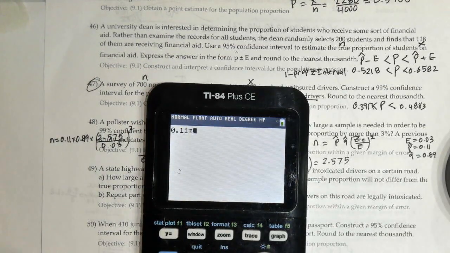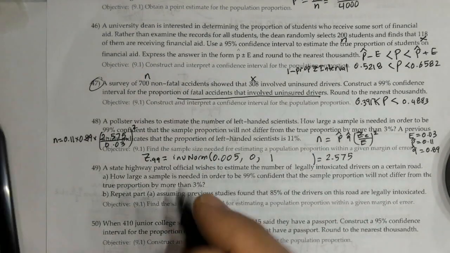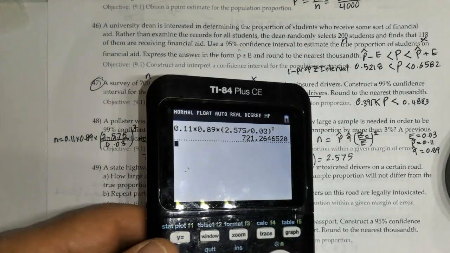0.11 times 0.89 times, open parentheses, 2.575 divided by 0.03, square. I got 721.26. For sample size, you have to round up. So 721.26 goes to 722. If this was multiple choice, you must select 722, not 721. You always round up, remember that.